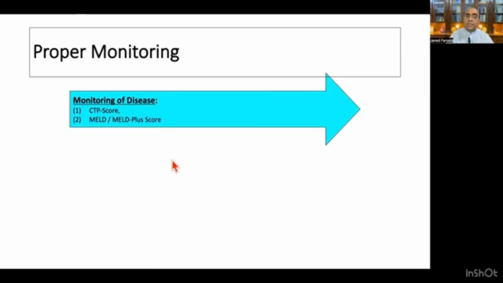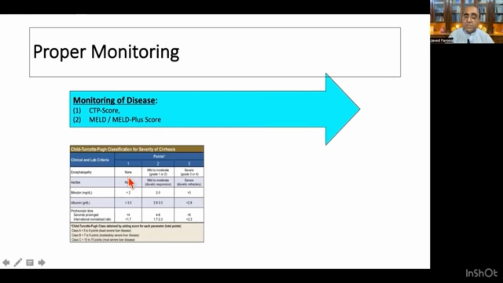And we all know that over the course of time, the CTP score, MELD score, or MELD-plus score are the scores which help us. We know, no need to go into the detail.